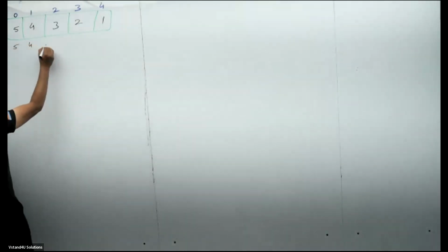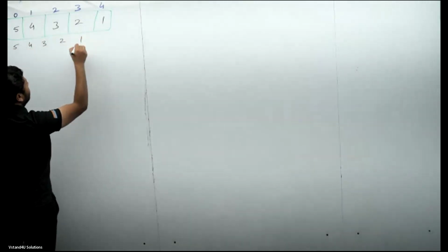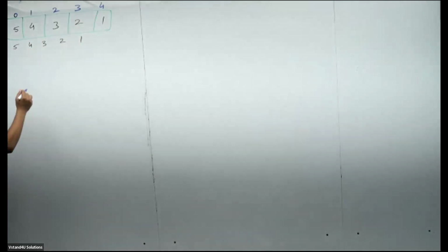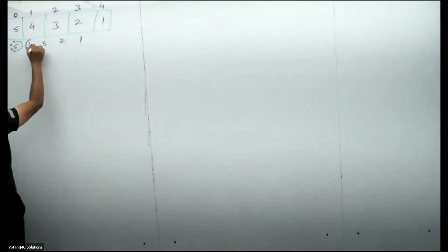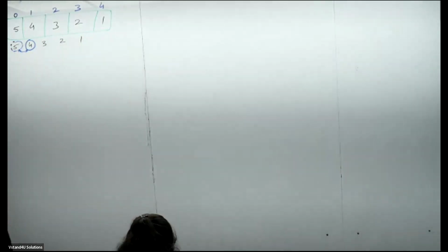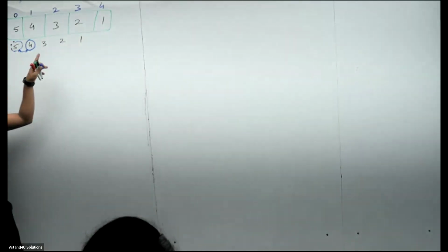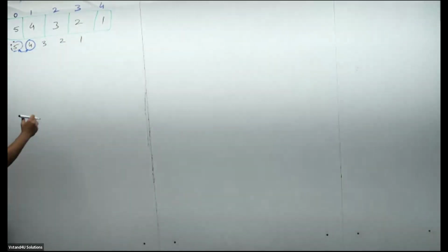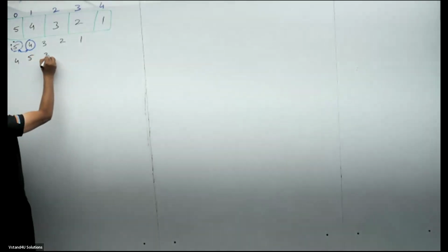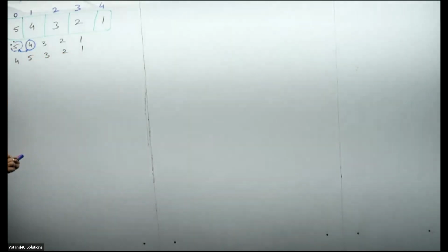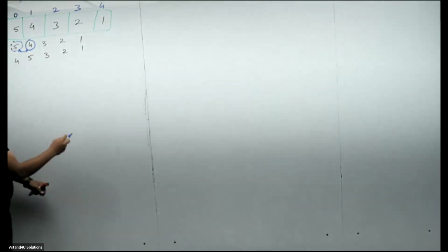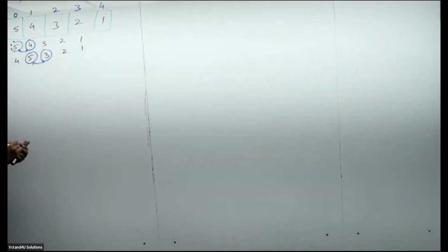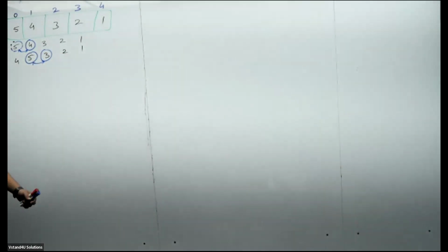So, 5, 4, 3, 2, 1 are the numbers within an array. And what are we going to do? First, we will compare these two numbers. If at all the first element is greater than the second element, then we will swap it and rearrange the elements. Once again, we will do this comparison between this element and this element. Once again, swapping required.